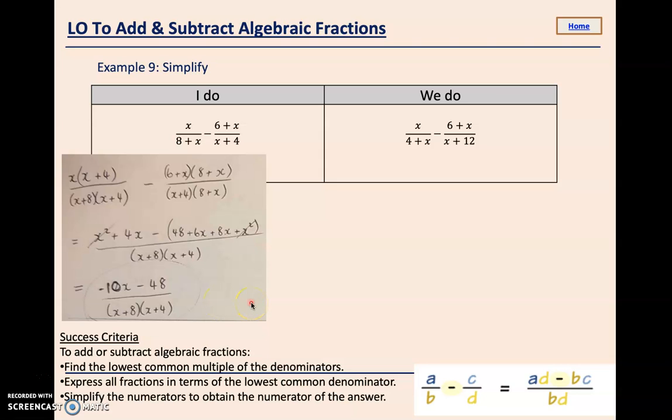So if you can pause the video now and give the we do a go. And there is the answer for your we do.